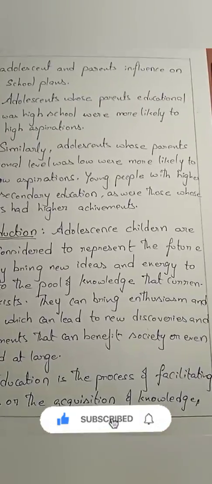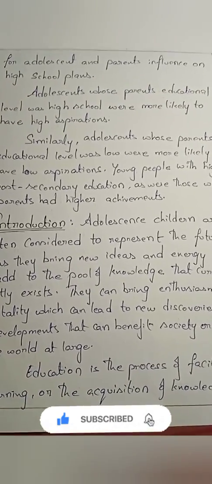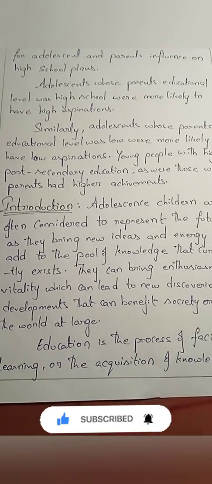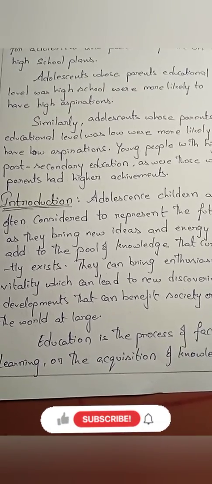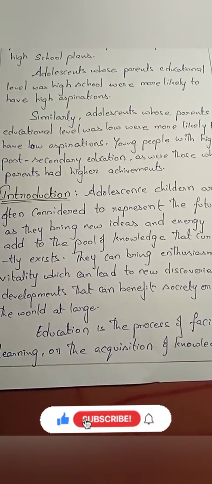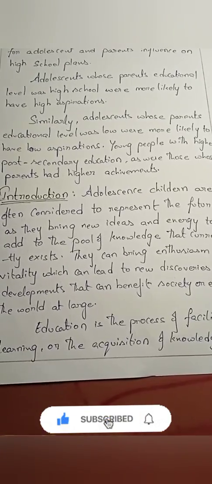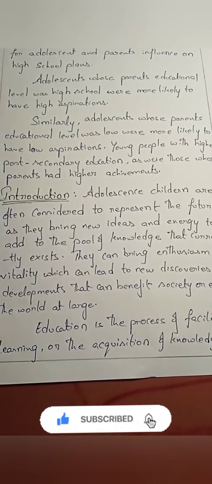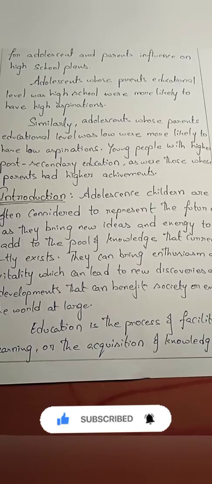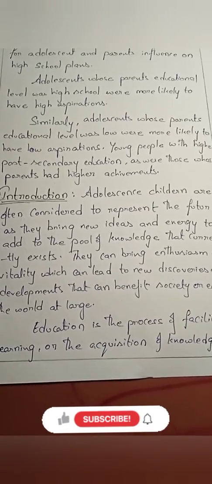For adolescents, parents also influence high school plans. Adolescents whose parents' educational level was high were more likely to have high aspirations. Similarly, adolescents whose parents' educational level was low were more likely to have low aspirations. Young people with higher post-graduation secondary education were those whose parents had higher achievements.